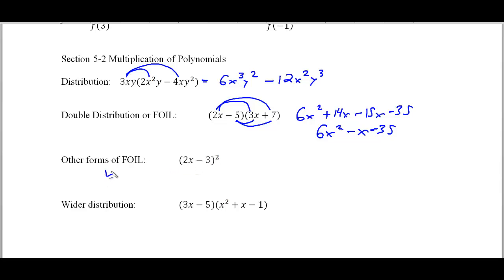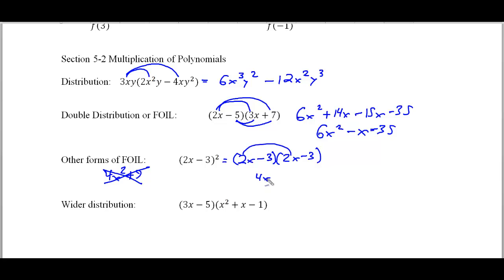A lot of us just go, well, this is just 4x squared plus 9. See, I just distributed that to the inside. You can't do that. That's not what the square means. The square means you have two of them multiplied by each other. So this is going to multiply by itself, and as you see, it's a FOIL problem.